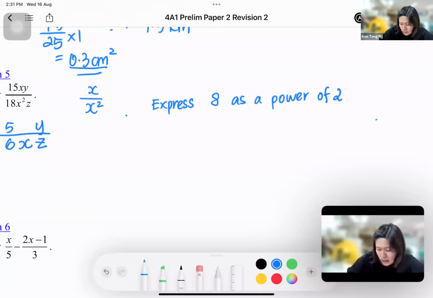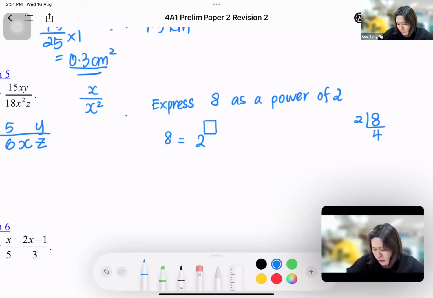What is 8 made out of? Express 8 as a power of 2. This means I need to divide 8 by 2. I need to find 8 is equal to 2 to the power of what? So I take 8 divided by 2, I get 4. Divide by 2, I get 2. Divide by 2, I get 1.